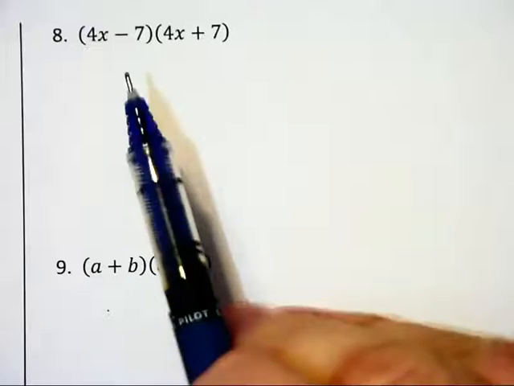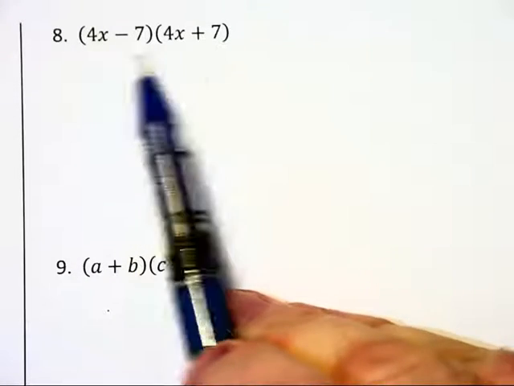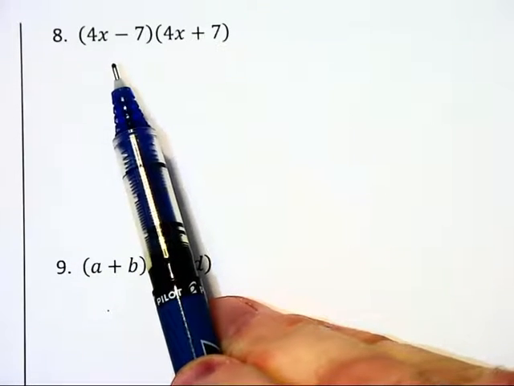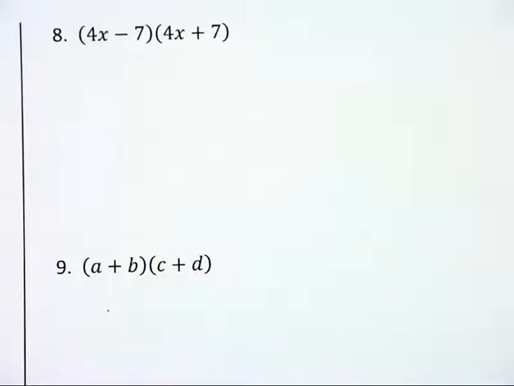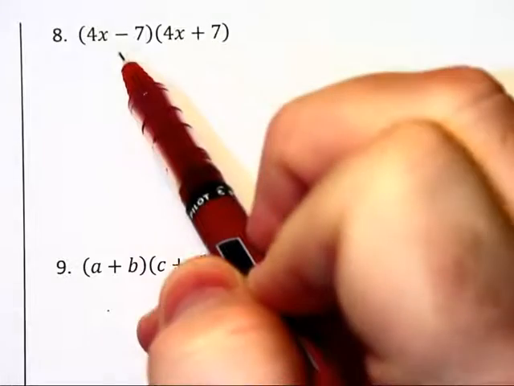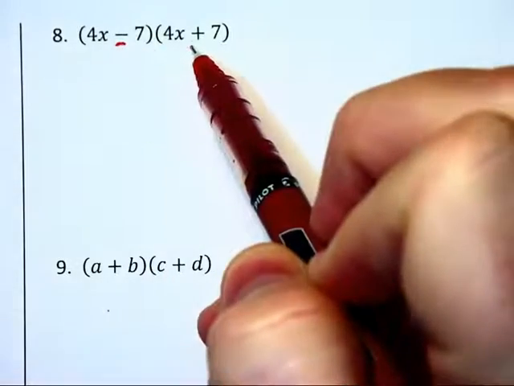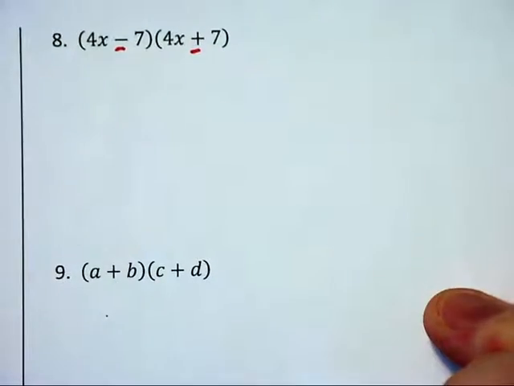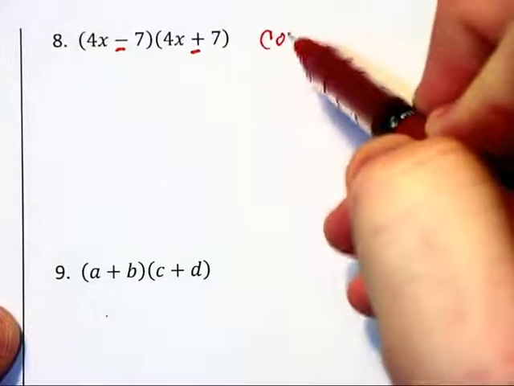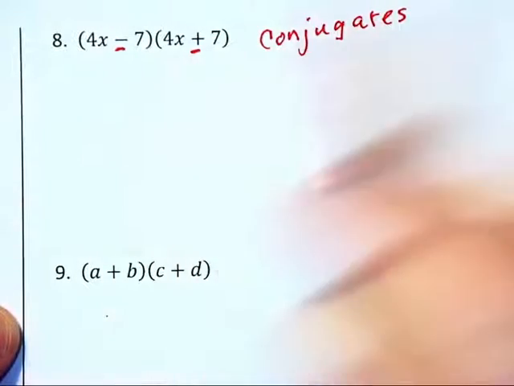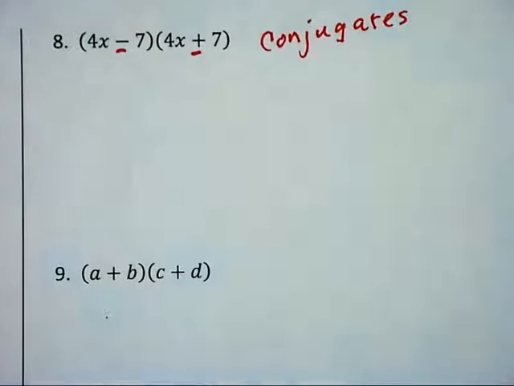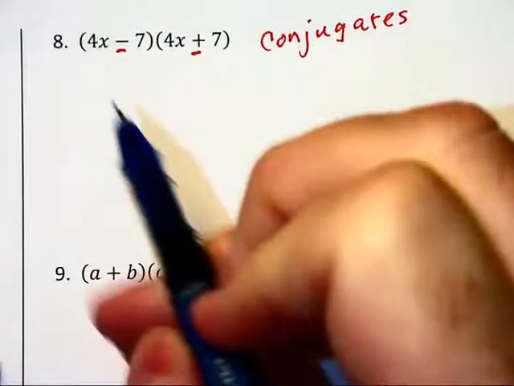In this next problem we have something a little bit different showing up. Notice we have what appears to almost be the same thing within each of these terms. When you have the same thing except for the sign being different, those are known as conjugates. Basically we have a minus b times a plus b, and something happens when this occurs. Notice what we're going to do.